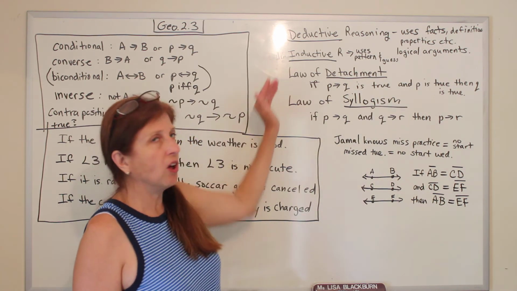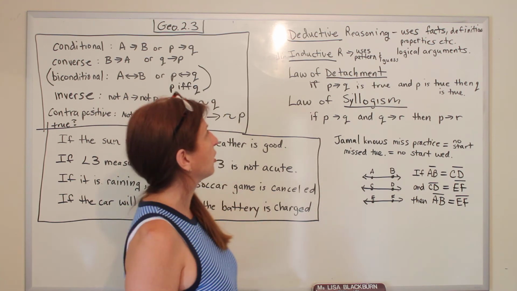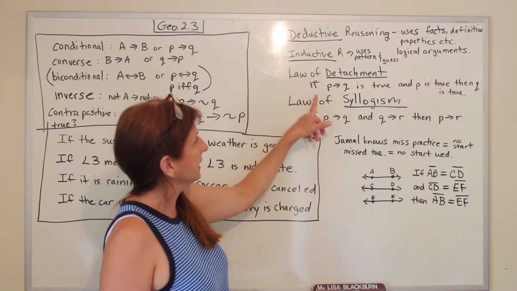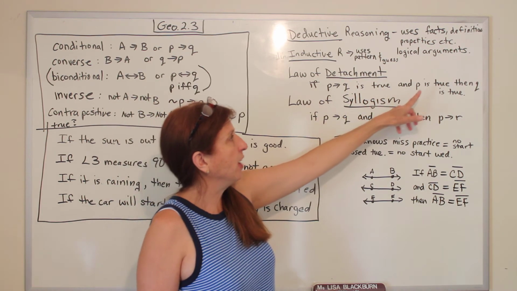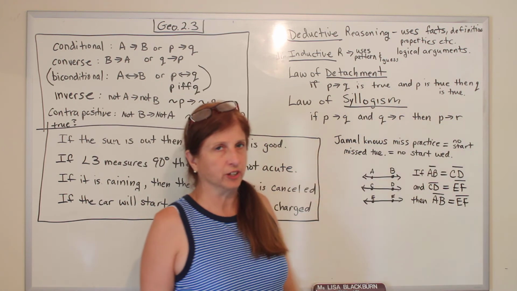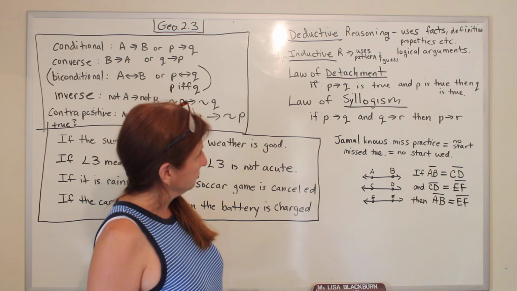We often though in real life, we use inductive reasoning. We see patterns and we make guesses and predict what's going to happen. Now, there are two laws of logic that we're going to talk about. The law of detachment, and it's that if P, then Q is true, and P is true, then Q is true.